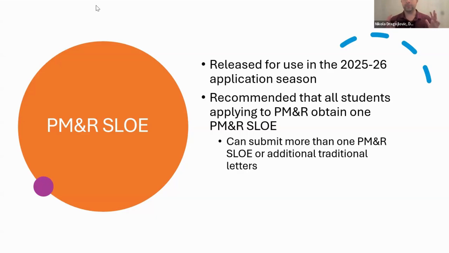But once your evaluator enters the SLOE website, they'll have that templated form that they fill out, and then they'll upload it to the ERAS letter of recommendation portal, just like any other letter of recommendation that you ask for, right? So when it comes time for you to apply to our specialty, our specialty came to a consensus of strongly encouraging you to have one PM&R SLOE during this application season. If you get more letters of rec, whether from PM&R or other specialties, that are traditional letters of rec, that's totally fine. But like we said, we strongly encourage you to get one PM&R SLOE.